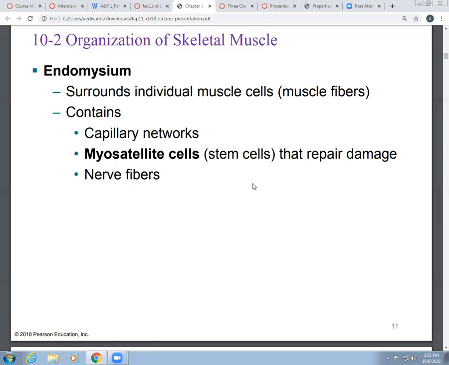All right, myosatellite cells. These are stem cells which can divide rapidly, they're undifferentiated, and they can repair damage to the muscle. And you need that because anytime, if you think about those of you who do any kind of weight training or running or anything where you're stressing out your muscles, you're constantly in a state of damage and repair to grow. So you need that. You also have nerve fibers, so again, those nerve fibers can be stimulated.